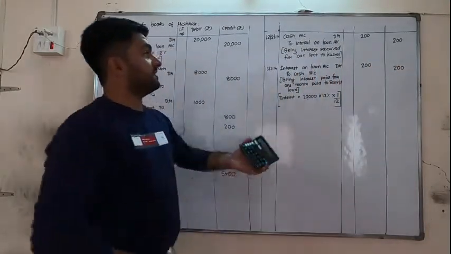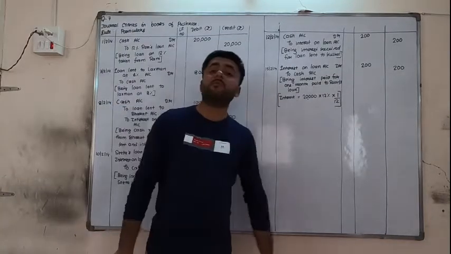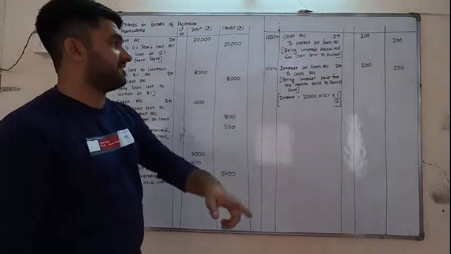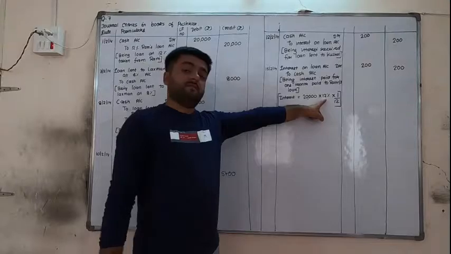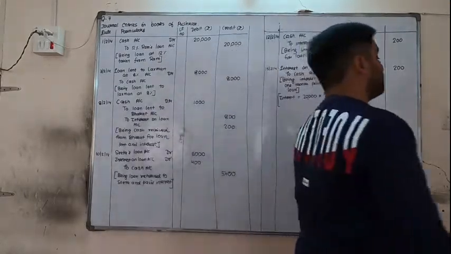So in this transaction we have received interest on loan. In this transaction we have paid interest on loan. But how? Ram's loan was there and 1 month interest is to be paid. So principal amount is 20,000. Yearly percentage is 12 and we are paying for only 1 month, so into 1 by 12.